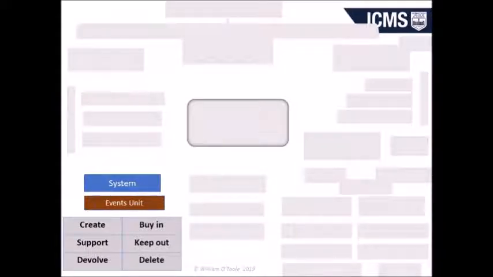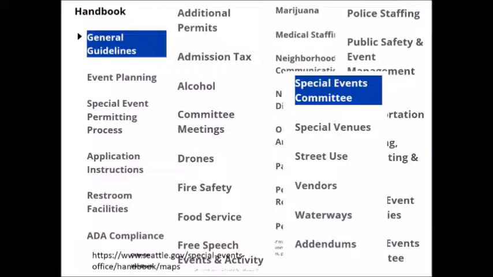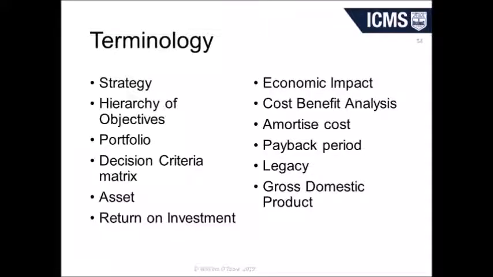Okay, so then we have to look at how the government's going to do it. Are they going to create events like that, or are they going to buy them in? A lot of international events are bought in, but originally, don't forget, they were created by somebody. So somebody actually created the event in the first place. And the government or the city has to give approval and give money for events, and they put it through what's called an approval process.